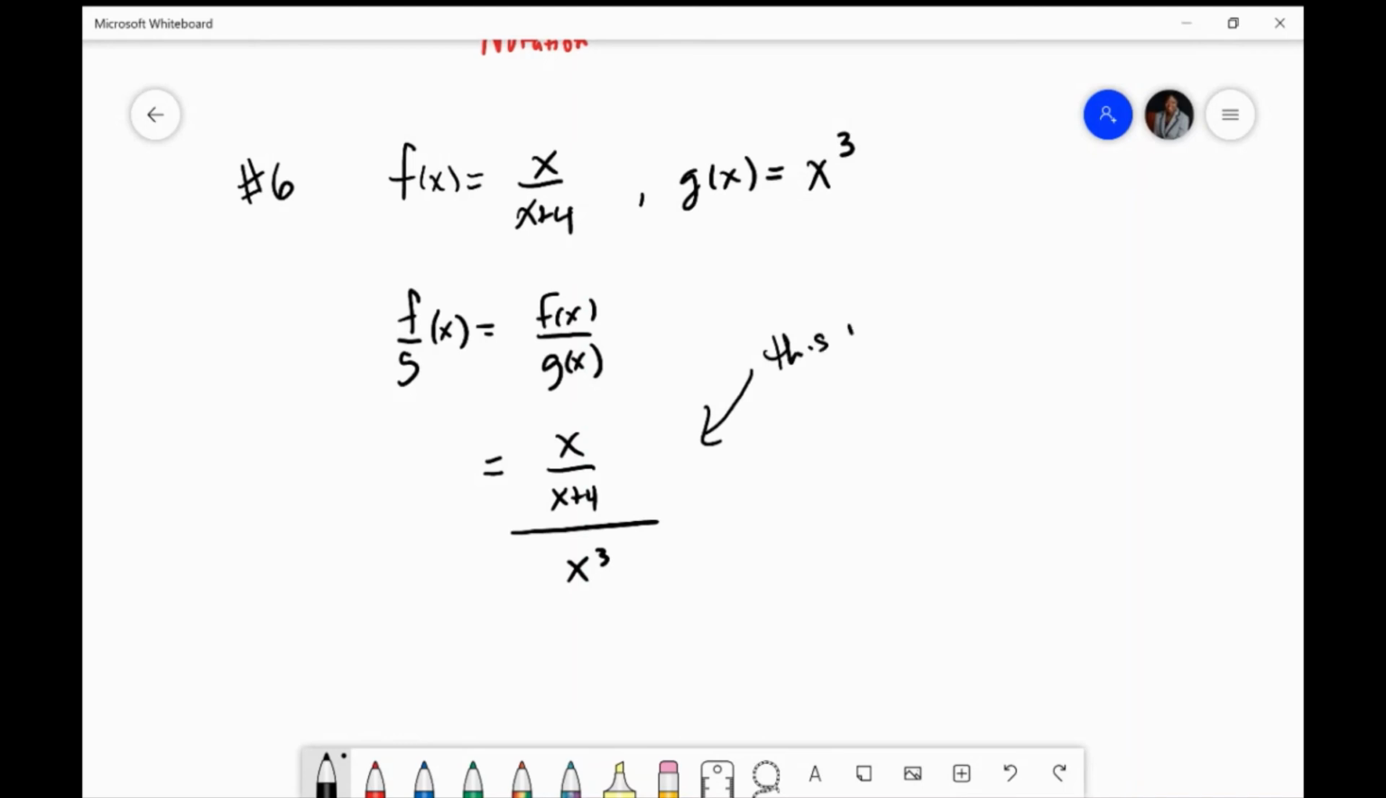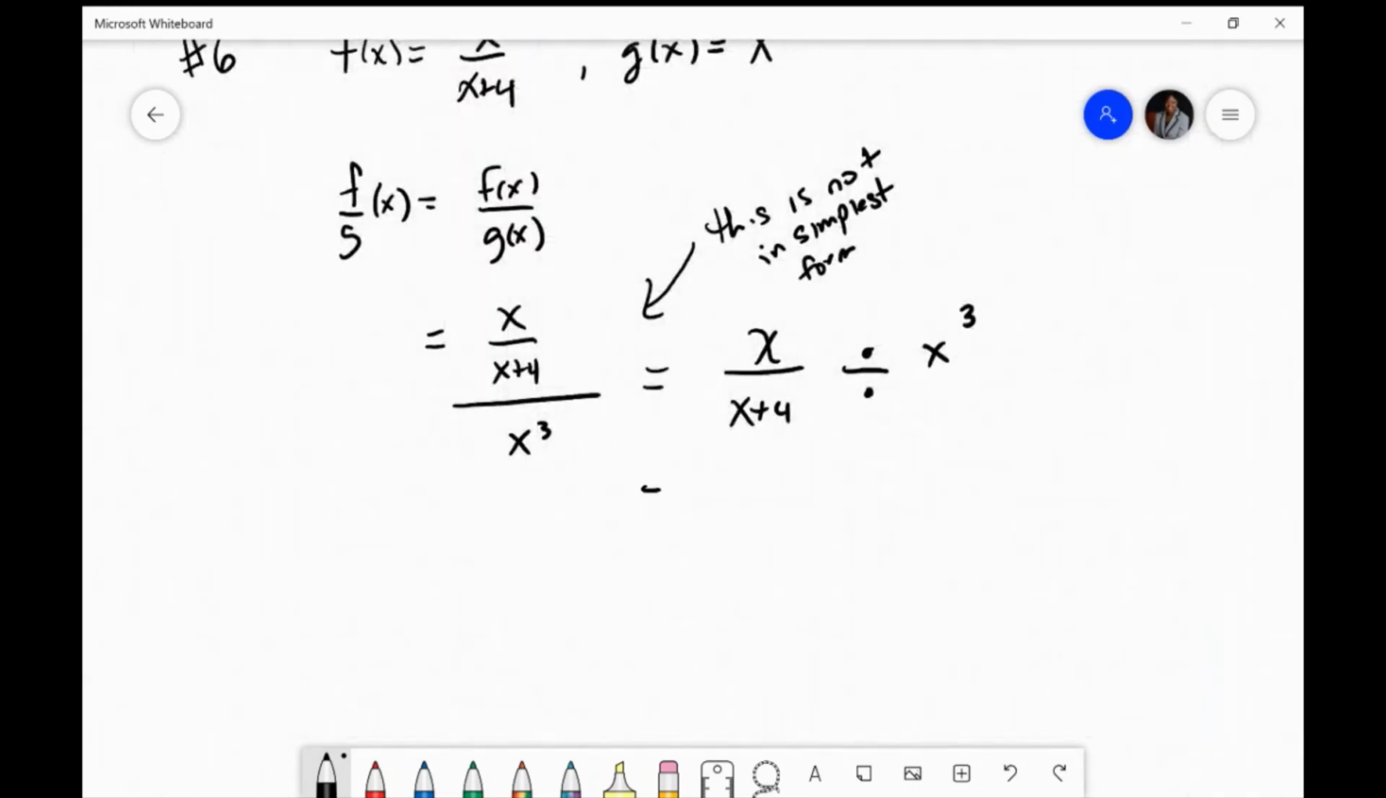This is not in simplest form because we got too many division bars here. So we got to basically do this. This is the same thing as x over x plus 4 divided by x cubed, correct? And we know the rule when we have that little division symbol right here: keep, change, flip. So that's change to a multiplication symbol, and we have 1 over x cubed.